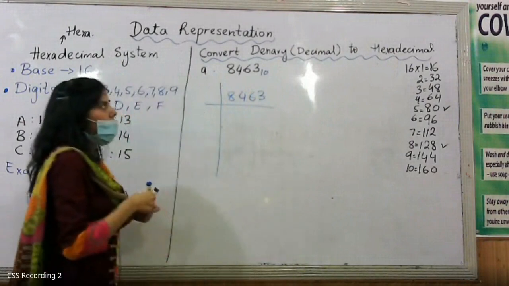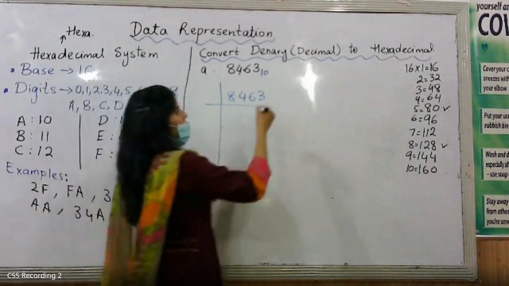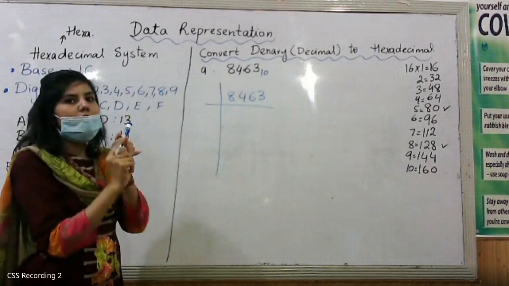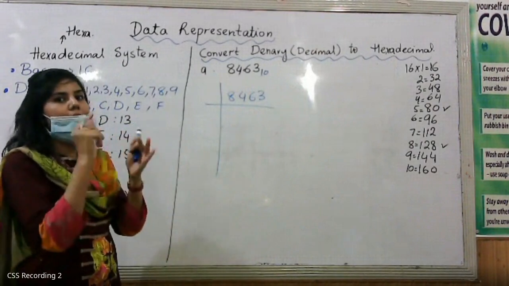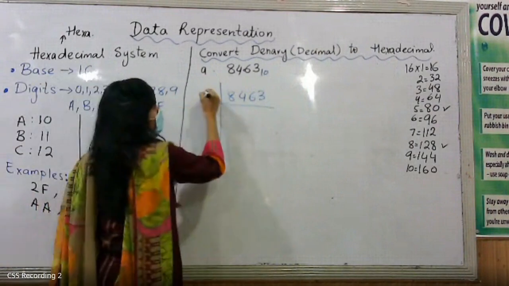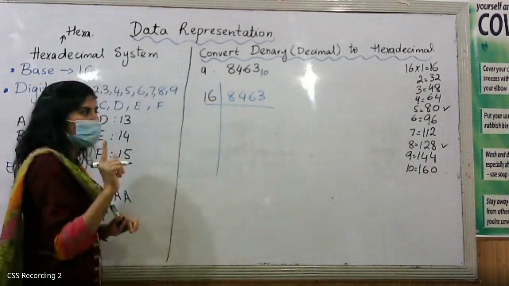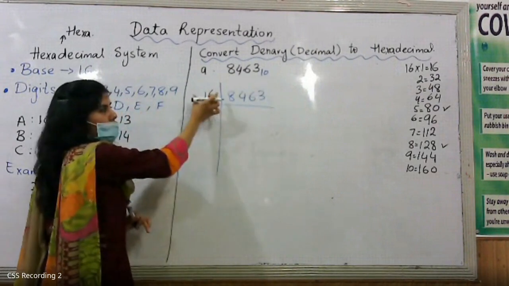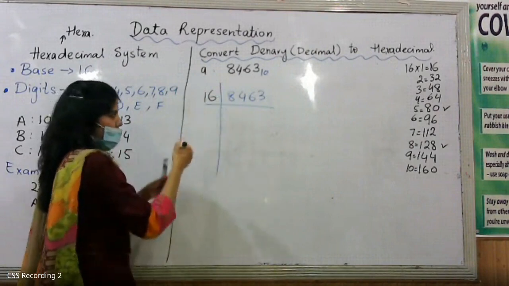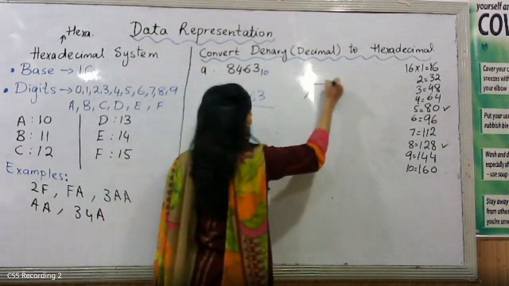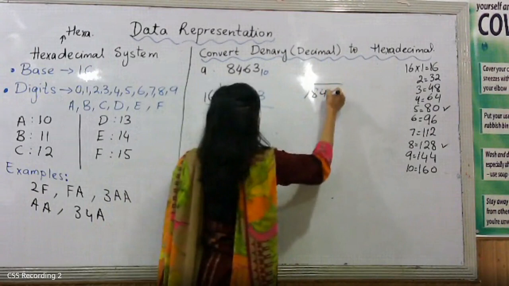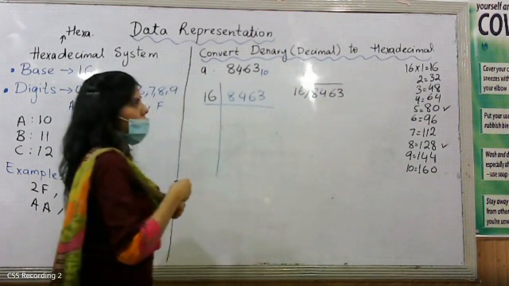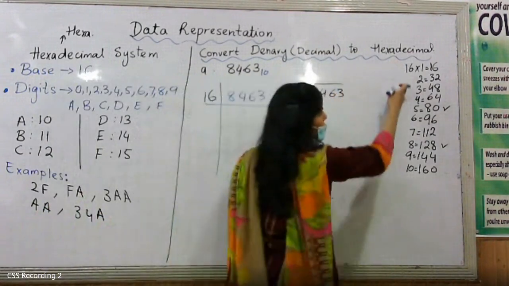8463, right? It is a denary number. The first step is you have to divide it and get the remainders. Always start with the base 16. Every time you are dividing, you have to use 16 as the base, right? Same as in mathematics, you divide 8463 by 16. You will use these multiples of 16.